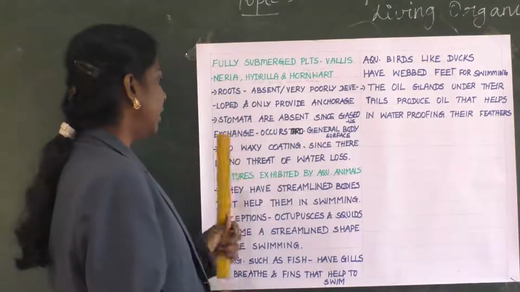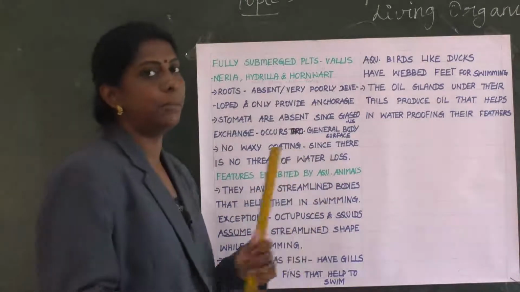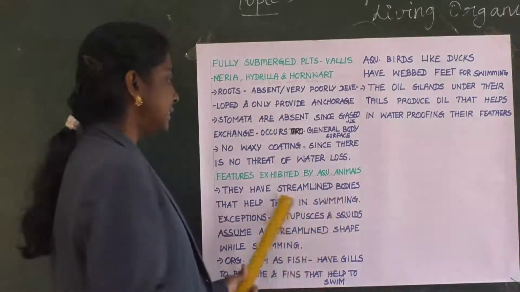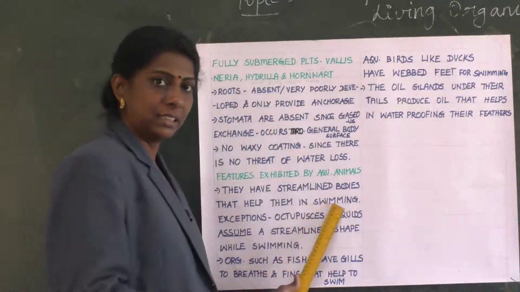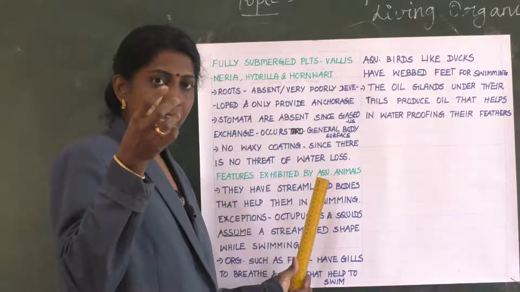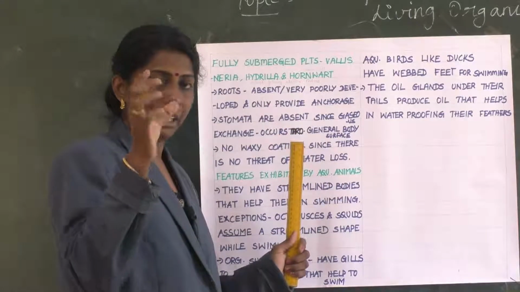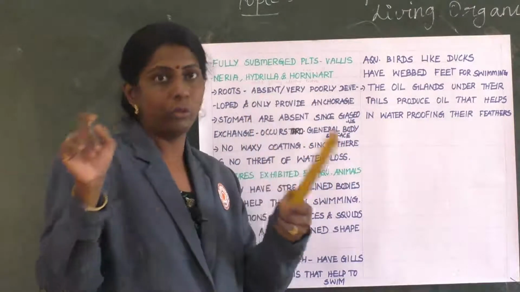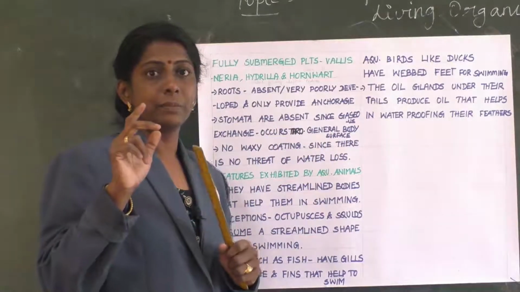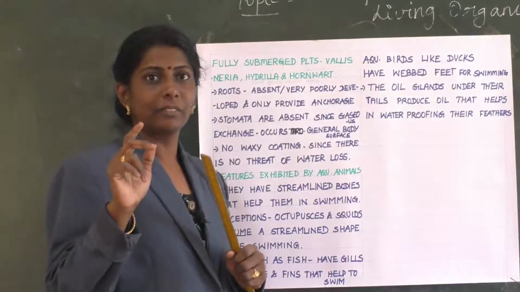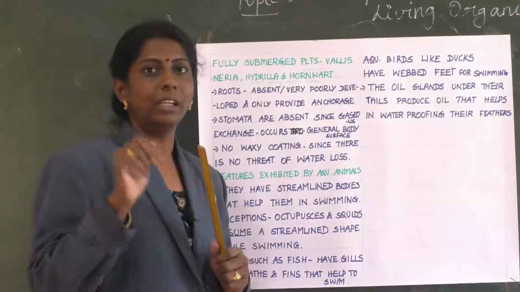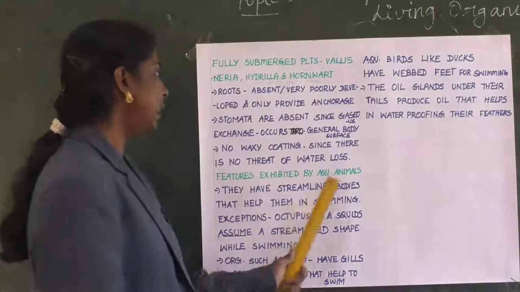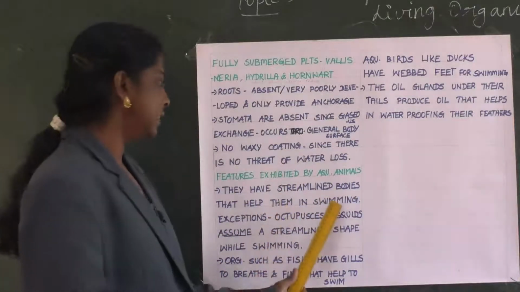Clear? Yes. Then features exhibited by aquatic animals. Now we are going to learn about aquatic animals. They have streamlined bodies. What do you mean by streamlined bodies? If you take a fish, the middle side is thicker and it tapers, gradually reducing its size at both ends. Such a body is said to be a streamlined body. They have streamlined bodies that help them in swimming.